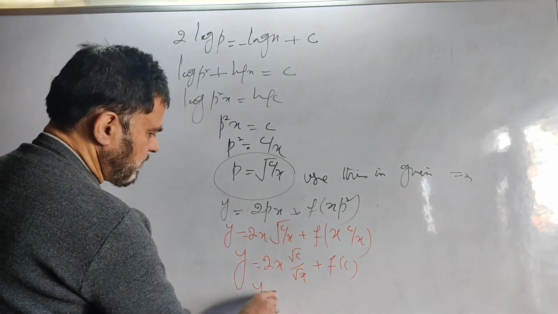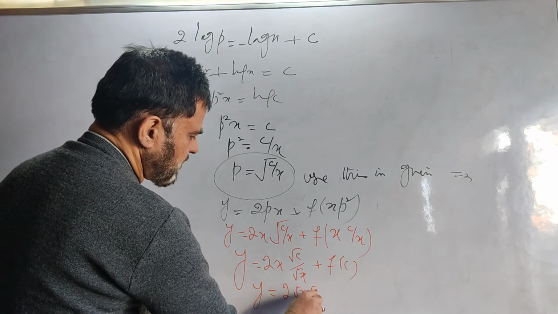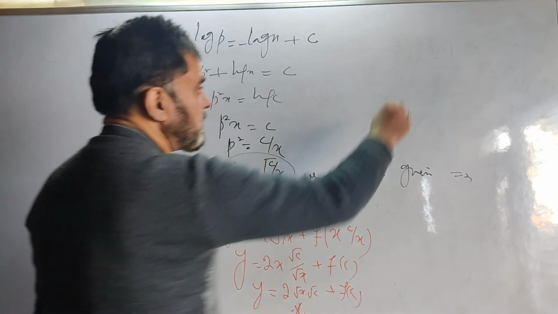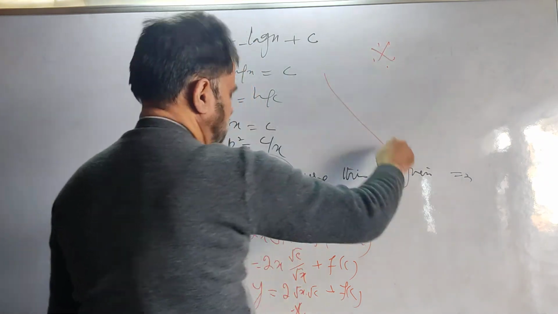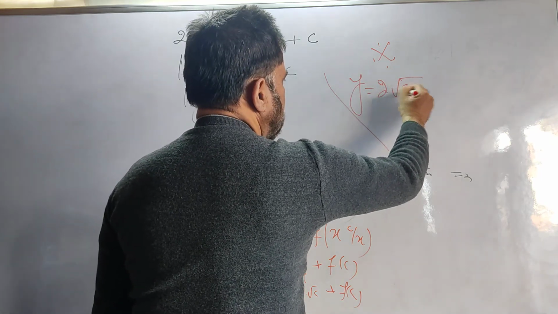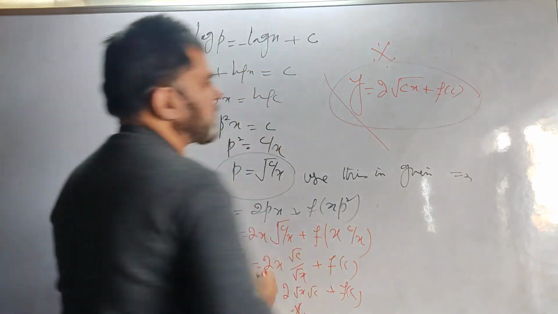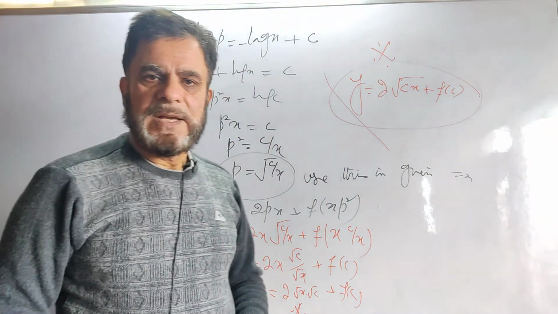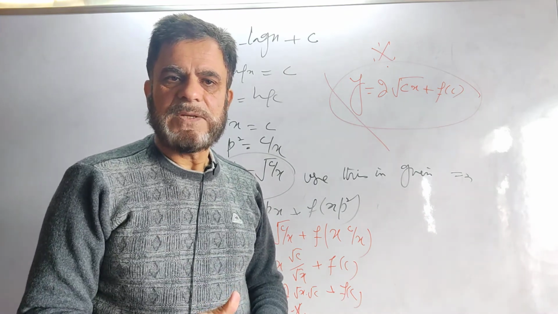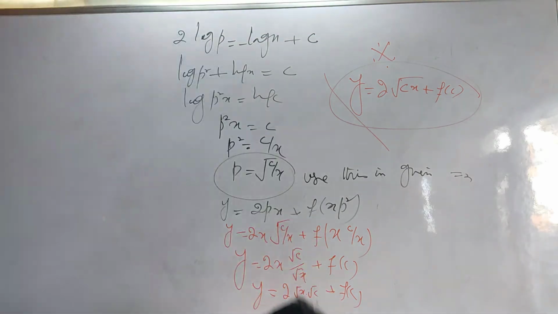So it is y is equal to 2 root x root c plus f of c. So this is the solution. Your solution of the differential equation is y is equal to twice root cx plus f of c. This is the solution of this differential equation when we could express it as y is equal to function of x and p. Okay, so this is also separable.